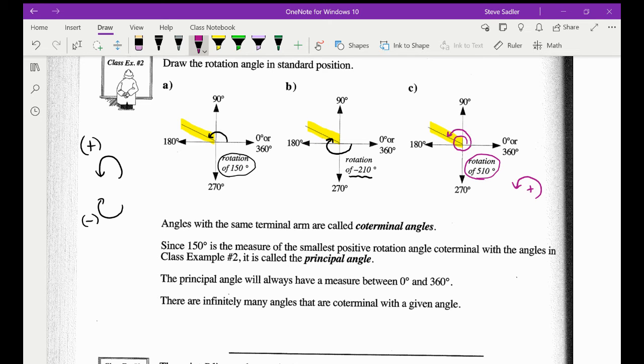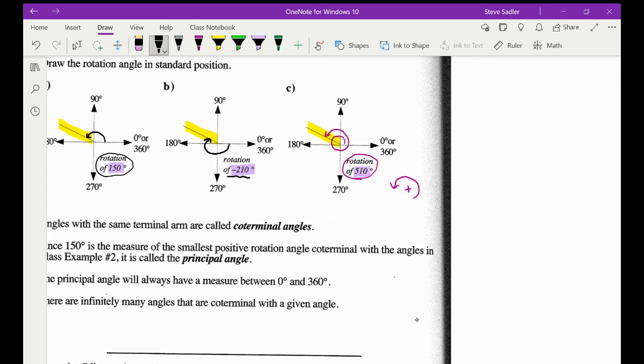So that terminal arm, you can see it's the same terminal arm. It can be expressed in a few different ways. It can be expressed as a rotation of a positive 150 degrees. It can be expressed as an angle of negative 210, and it can be expressed as an angle of 510 if you go one full circle and then measure. And you can do that as many times as you want, really. There are an infinite number of possibilities.